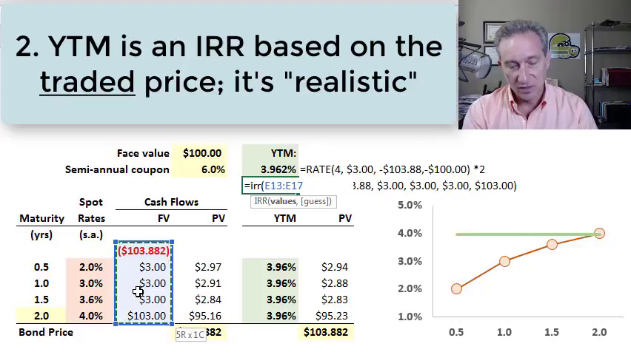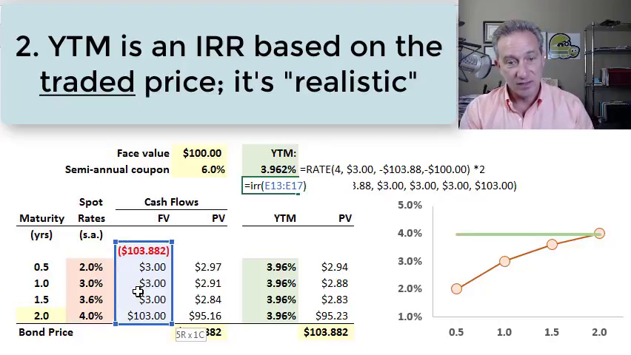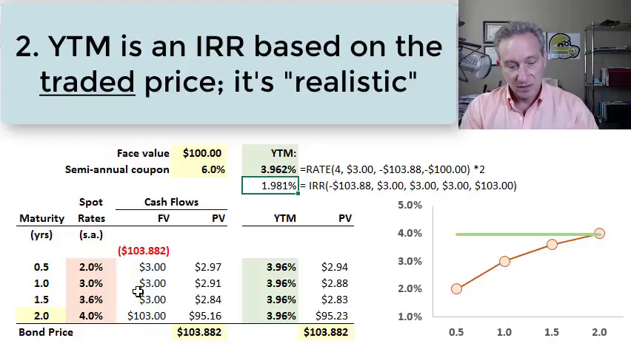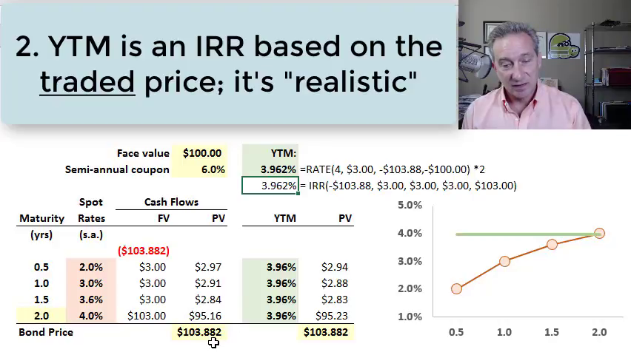Treating this just as a stream of cash flows where I start with the outflow, the price, and then I remember to translate it back to annual, I get the same yield to maturity. So verifying that the yield to maturity is an internal rate of return. Okay, however, it's on the traded price.